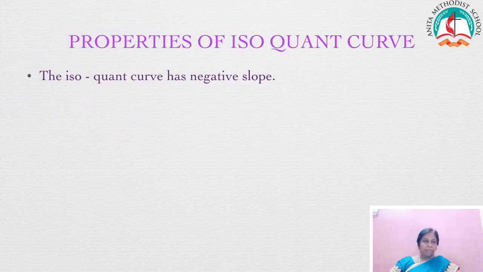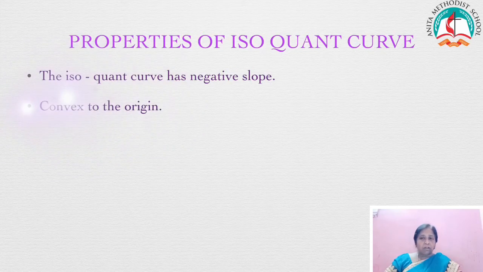Children, let us learn the properties of the isoquant curve. The first property is that the isoquant curve has a negative slope. It means it slopes downward from left to right, indicating that the factors are substitutable. If you use one factor more, then only it will give the same level of output. If you use more capital and less labor, then only it will produce the same level of output. So the first property is that the isoquant curve has a negative slope.